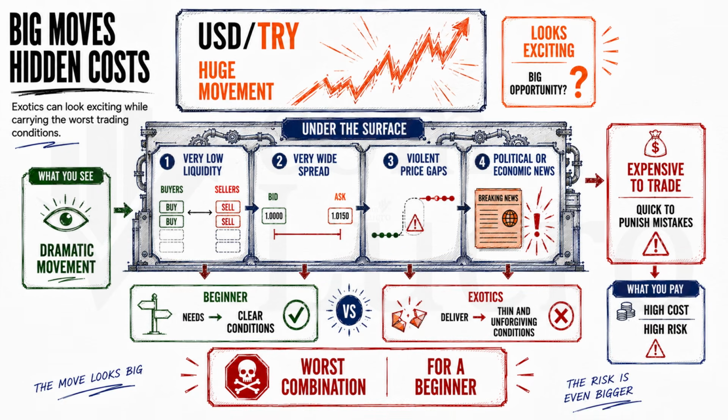On the surface, exotics can look tempting because they sometimes make these huge, dramatic moves. But here's what's really going on under the hood. Very little liquidity, very wide spreads, and prices that can gap violently on a single piece of political or economic news. They're expensive to trade and quick to punish a mistake. For a beginner, that's just about the worst combination you can pick.